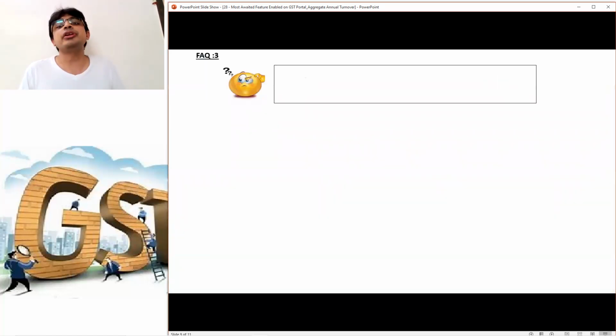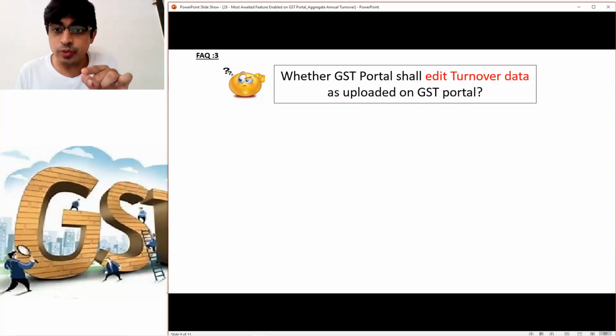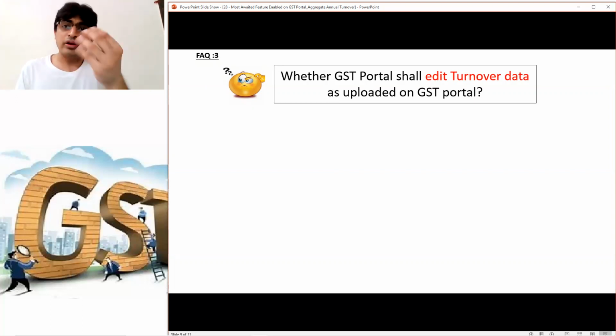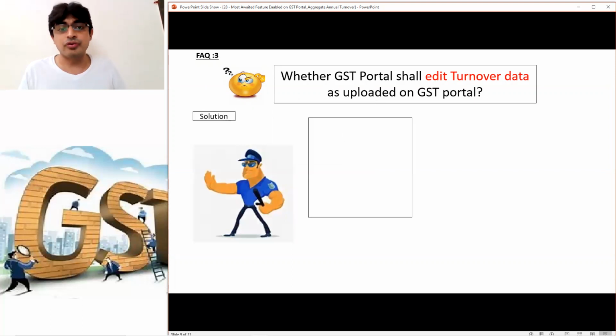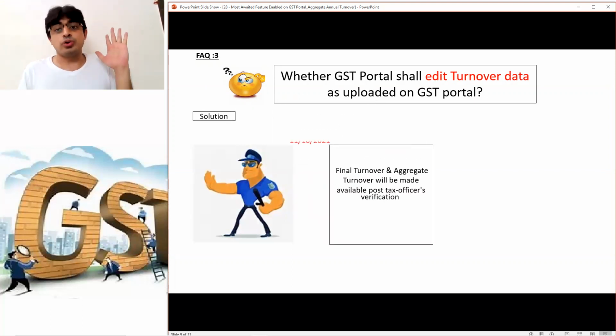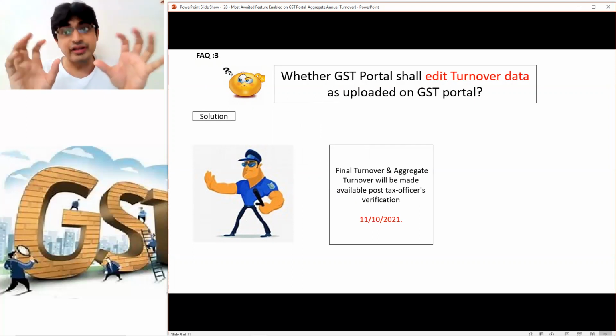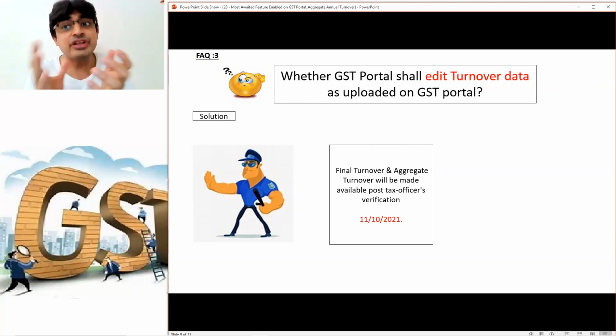Clear? Now FAQ 3.4. Whether the GST portal shall edit turnover data as uploaded. Whatever data you saw, 84 lakh and 24 crore, can it be edited, or is this the final one? What is your view? See, the final aggregate turnover detail will be made available post officer's verification on 11th October 2021. So this turnover is mostly final, but it may change.